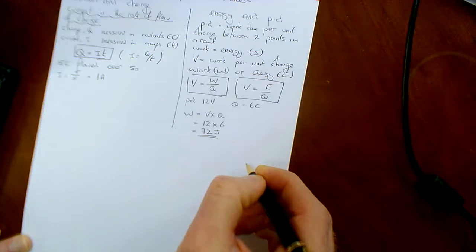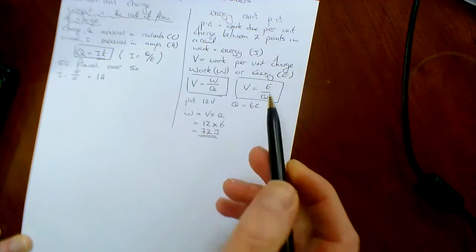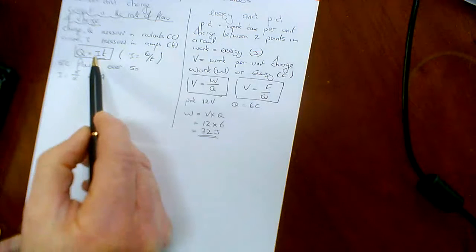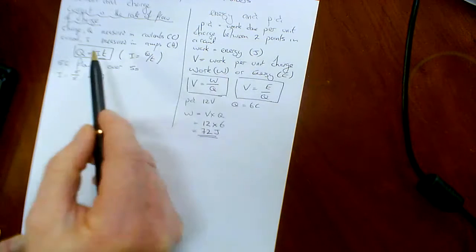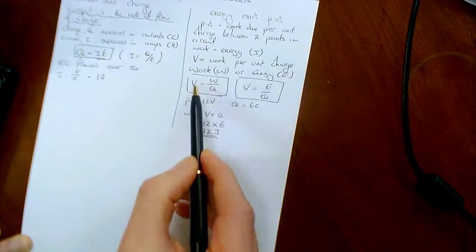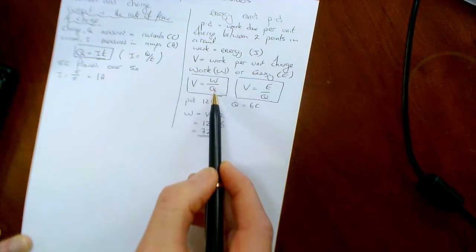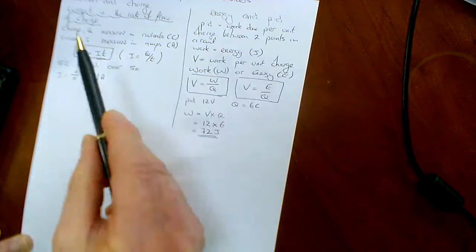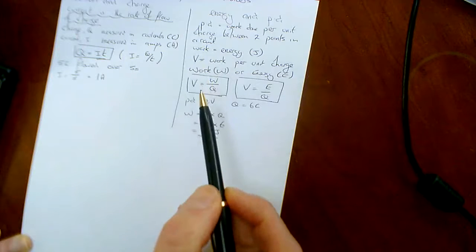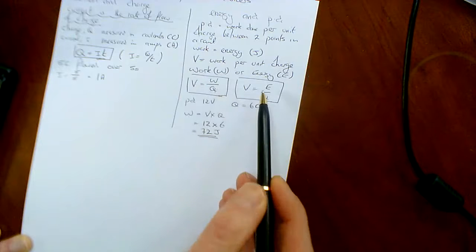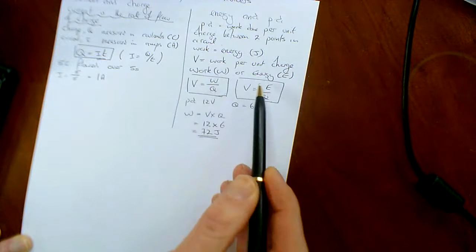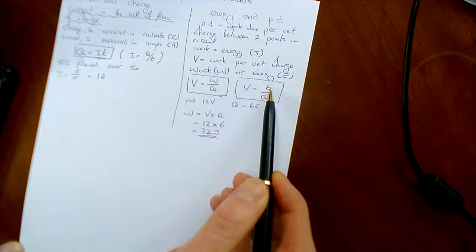Okay, so you have really 2 equations, Q equals IT and V is W over Q. You can have these in words, of course. Charge is current times time, potential difference is work done divided by charge. But those are 2 equations that you need to know and be able to use. And as I said, this equation and this equation are exactly the same because work and energy are exactly the same.